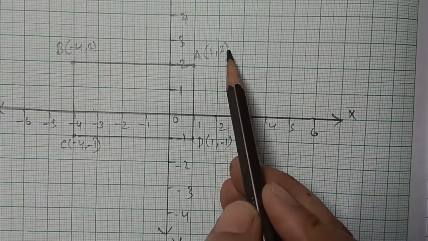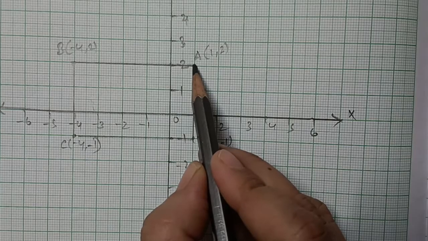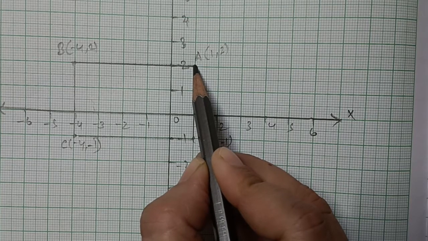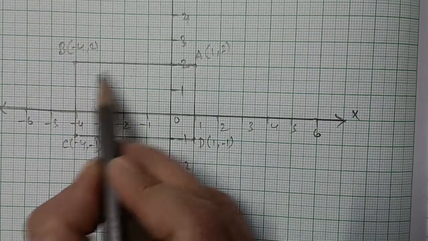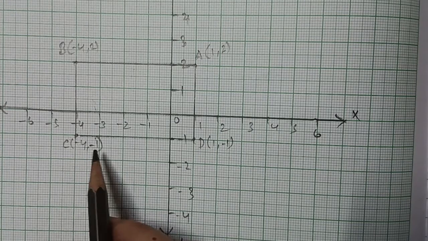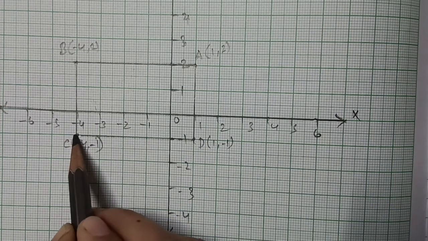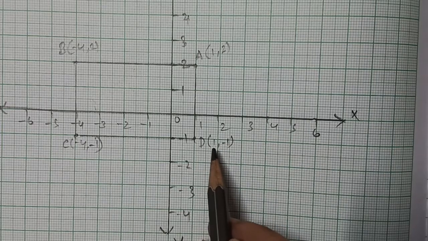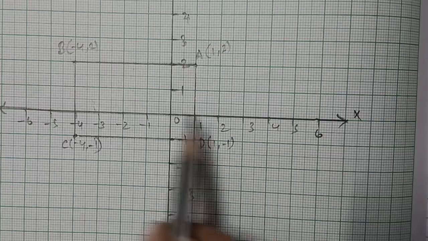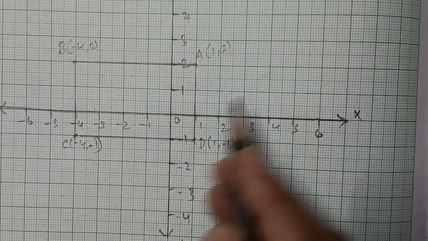A is 1, minus 2. This is the position of A. B is minus 4, 2. This is B. C is minus 4, minus 1. Minus 4, then from this side minus 1. D is 1, minus 1. So after joining these 4 points, now we are getting a rectangle.